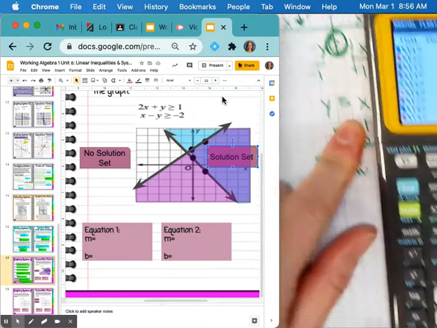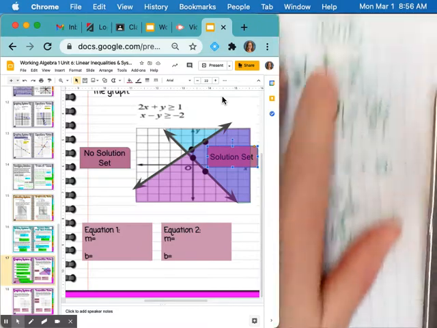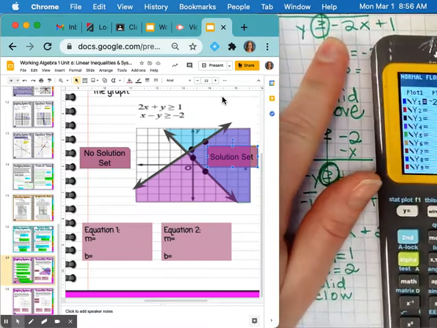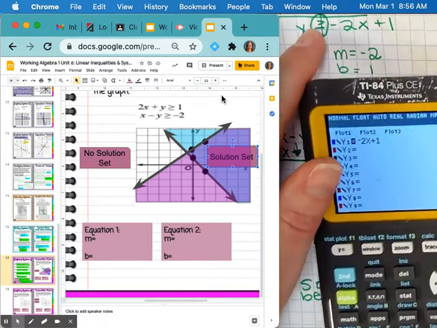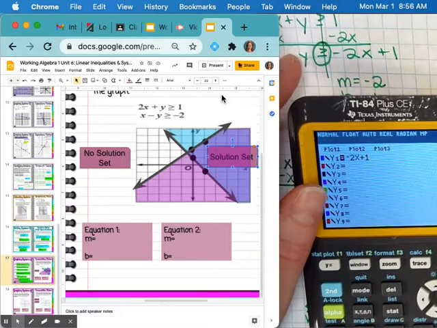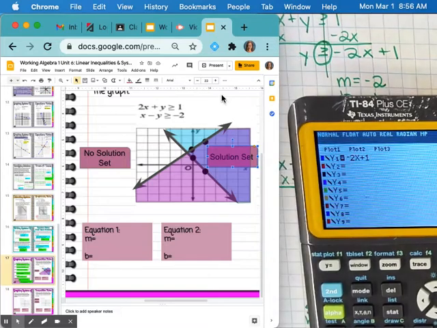So it was negative 2x plus 1. We've already done where you put in a system of equations. So now what's going to be different is that we can actually shade it.